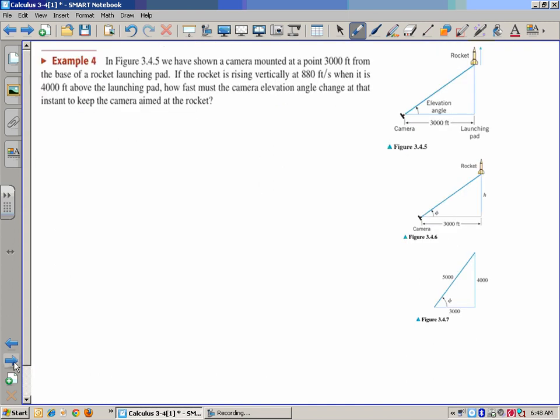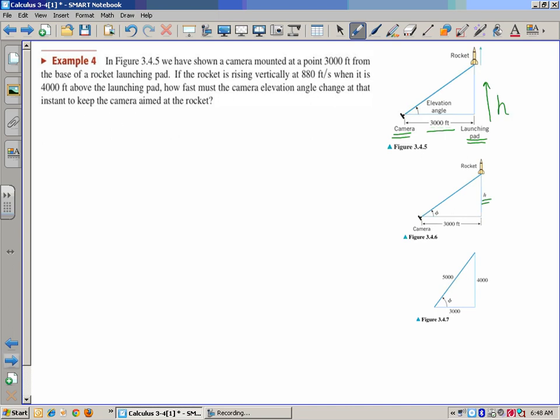Okay, in figure 3.4.5, again, the picture is given. They're much, much harder when you have to derive the picture yourself. And so here we go. It says, in figure 3.4.5, we have shown a camera mounted at a point 3,000 feet from the base of a rocket launching pad. If the rocket is rising vertically, so now we're only changing in the vertical. The camera is not moving and the launching pad is not moving. So what is changing, according to this picture, is H.